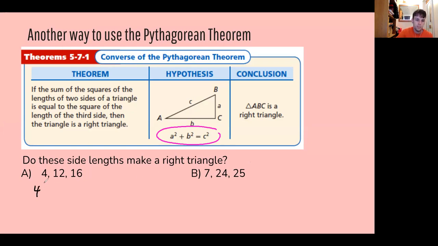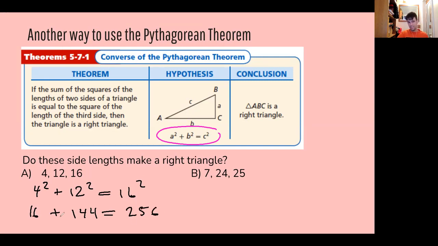So if we do this, 4 squared plus 12 squared, let's see if that equals 16 squared. 4 squared is 16, plus 12 squared is 144, and 16 squared is 256. That's not going to work because this is only 160. So these are not equal. So this is not a right triangle. Simple as that. Wasn't equal, it's not a right triangle. Let's try the next one.